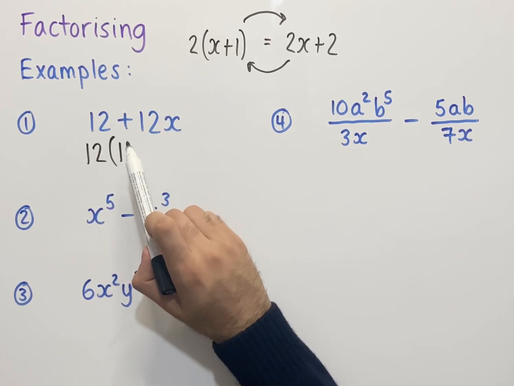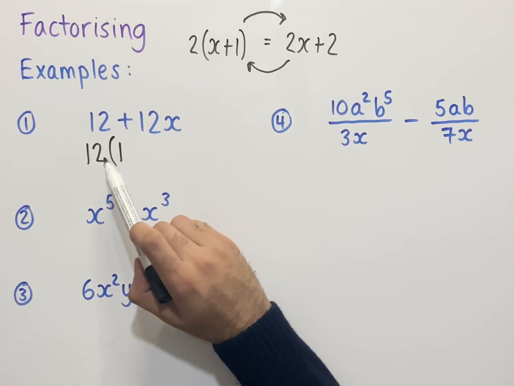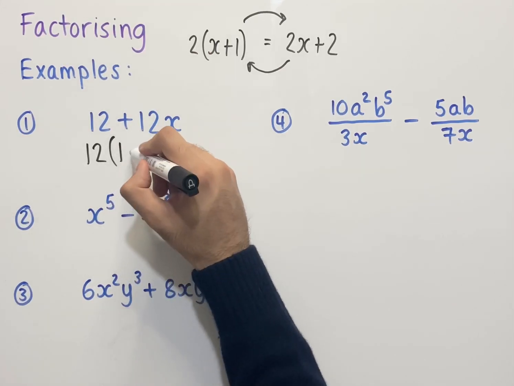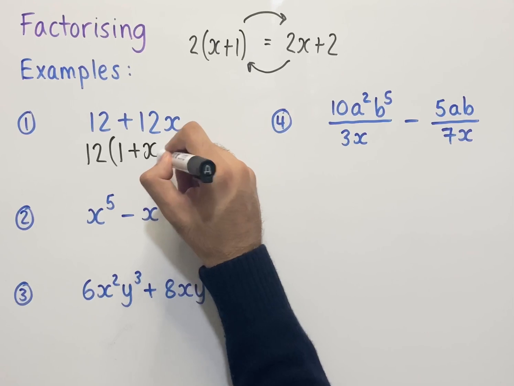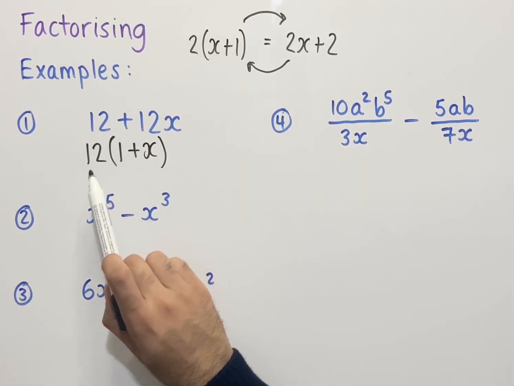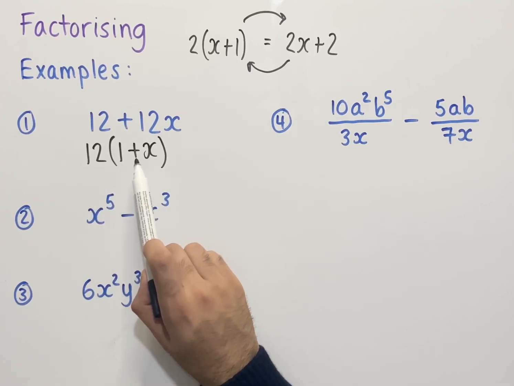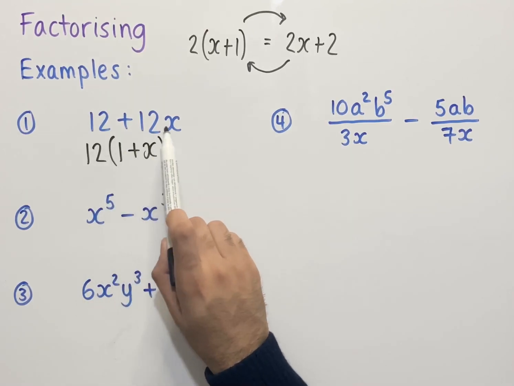And now we think about what we multiply 12 with to get 12x. And that would be x. So inside the bracket, we write plus x, and we're done. We factorize 12 plus 12x to get 12, and then in brackets 1 plus x. If we were to expand this, we would end up getting 12 plus 12x.